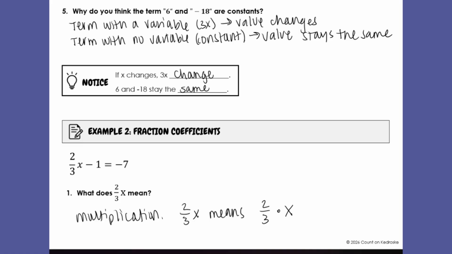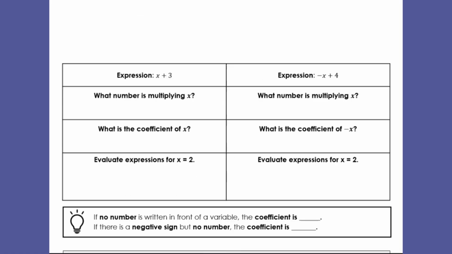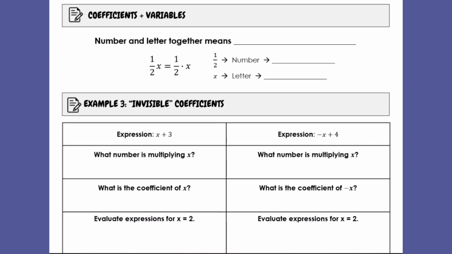So again, a coefficient, if we go to the next page, we're going to summarize. So when you have a number and a letter together, this means multiplication. So when you have a number next to a variable, right next to each other, that means multiplication. So 1/2 is our number. That's called our coefficient. X is our letter, which is our variable. So a number and a letter, a coefficient and a variable, that means multiplication.